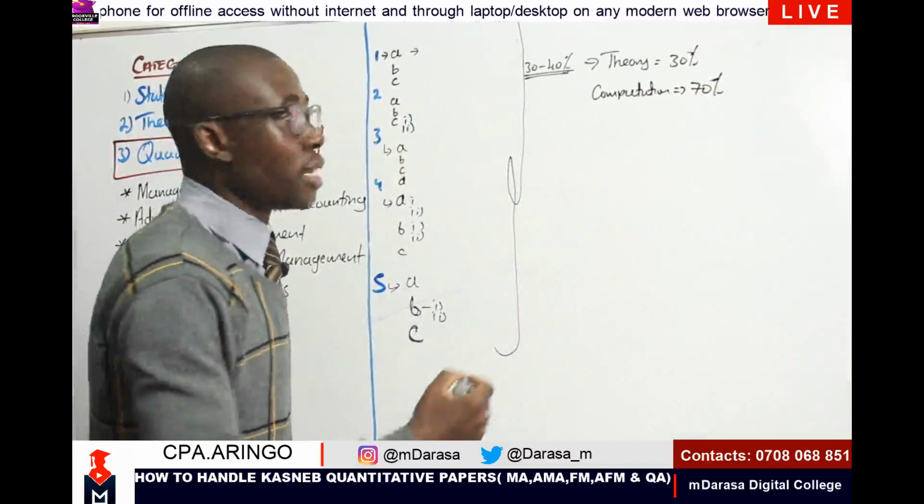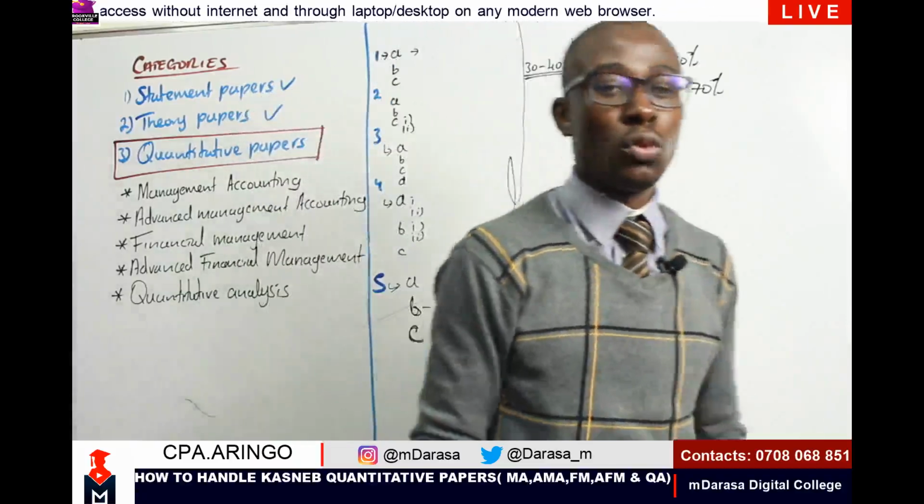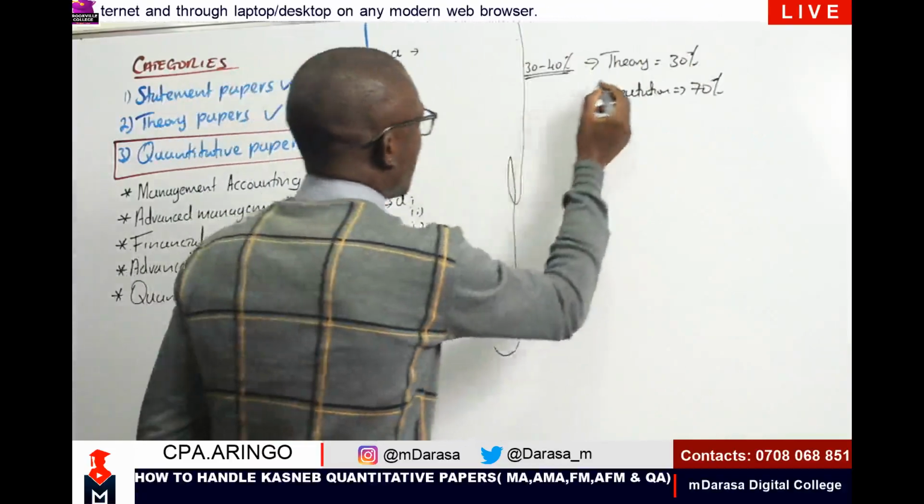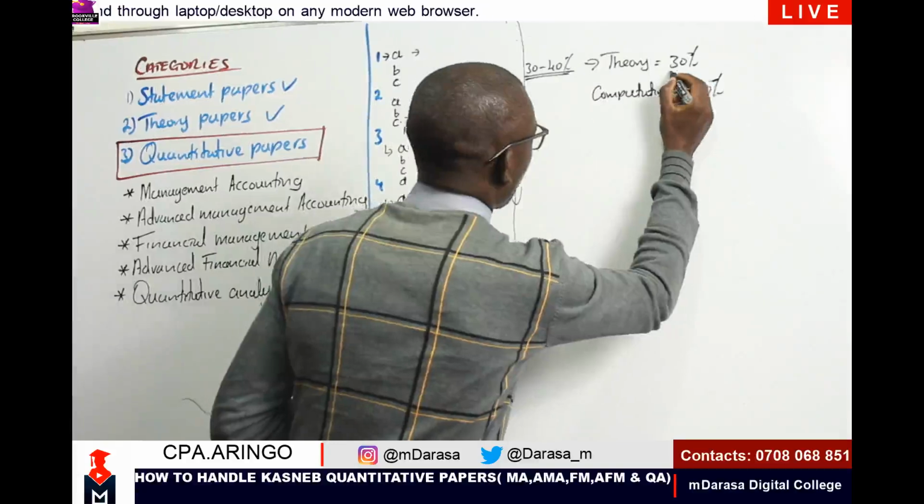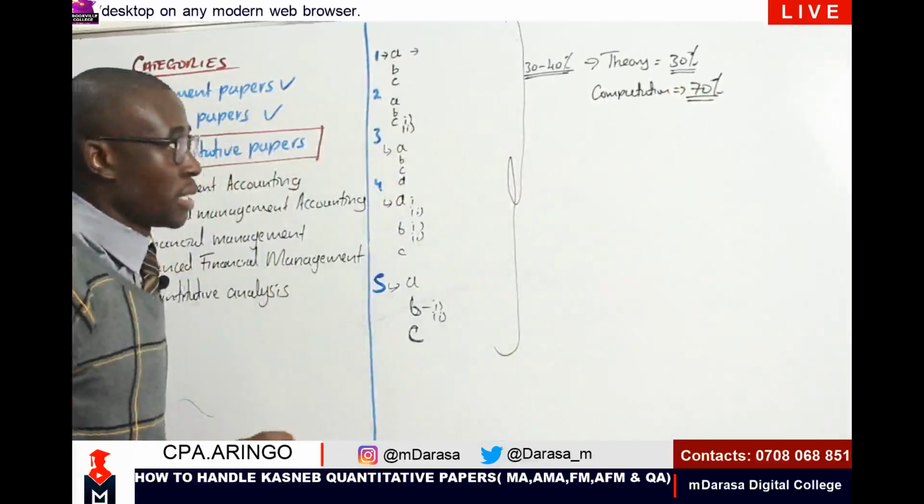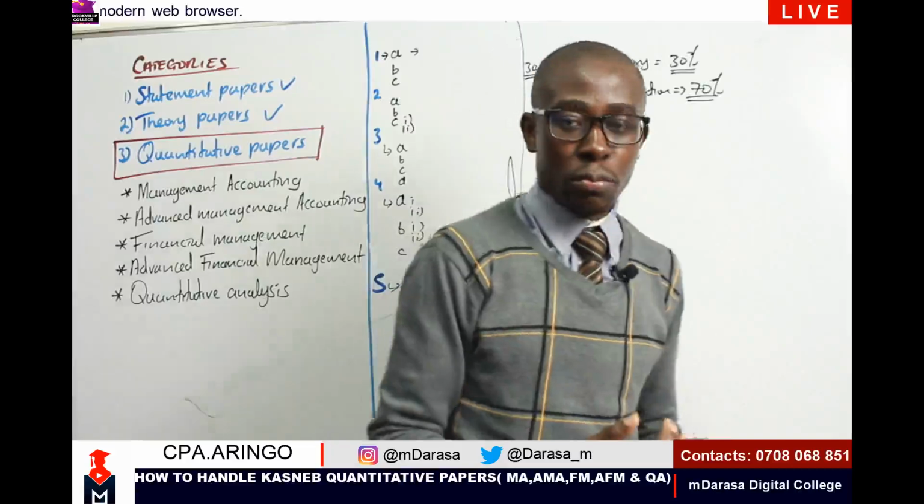As I've said, the theory part can go up to 40%, but we are going with a minimum of 30%. So you have your minimum 30% theory and your 70% computation, and on this theory, you can easily scoop the points very well.